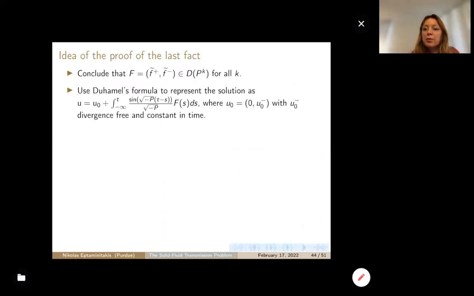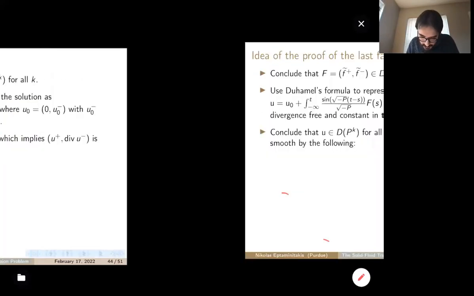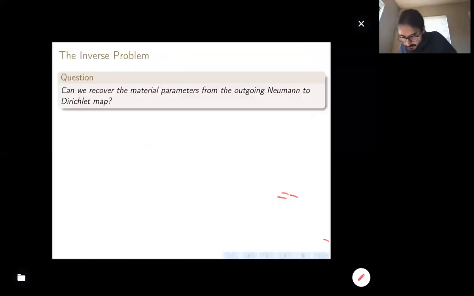Sure, please. So I'll just say a quick word about the inverse problem. I won't say too much about it. The question that we included as an application of all the study, which was the main point, is whether we can recover material parameters from the outgoing Neumann to Dirichlet map. So the Neumann to Dirichlet map on the outer boundary.